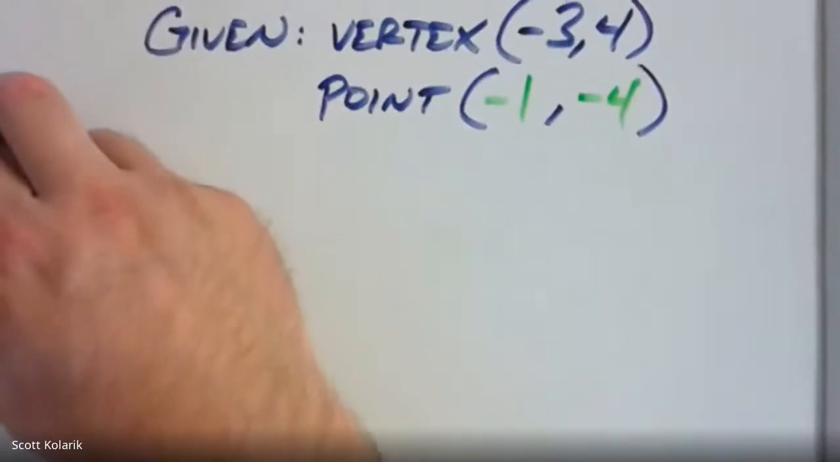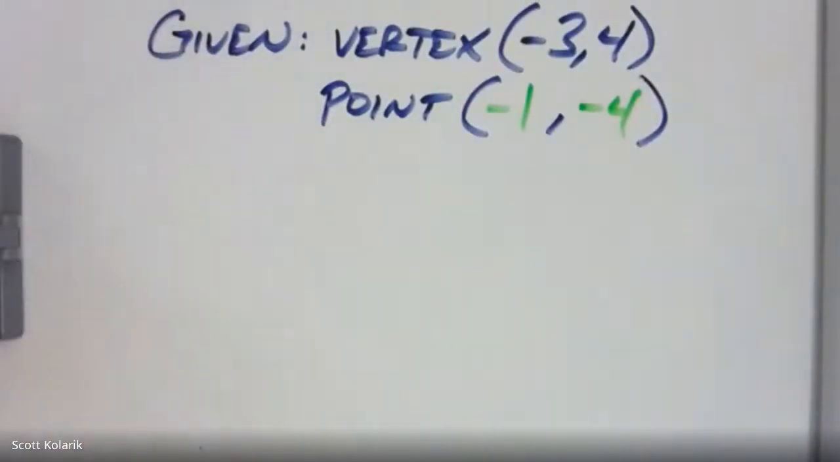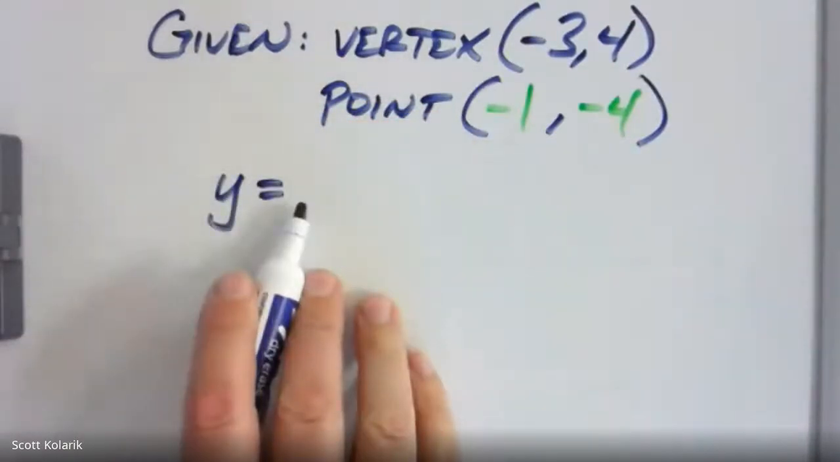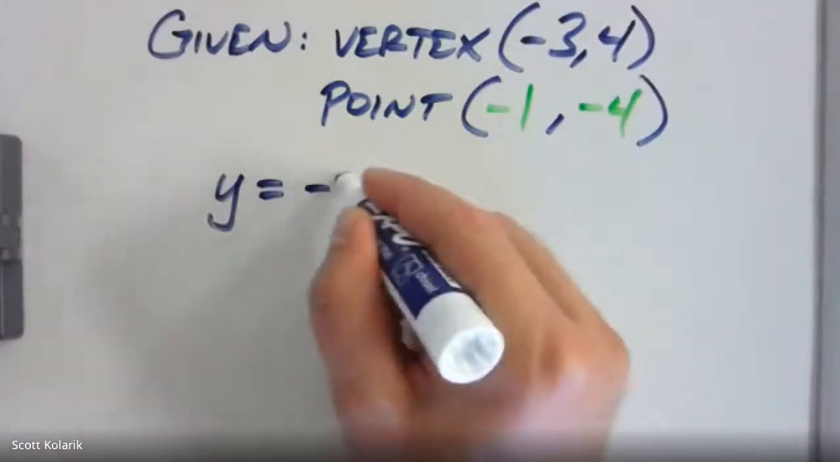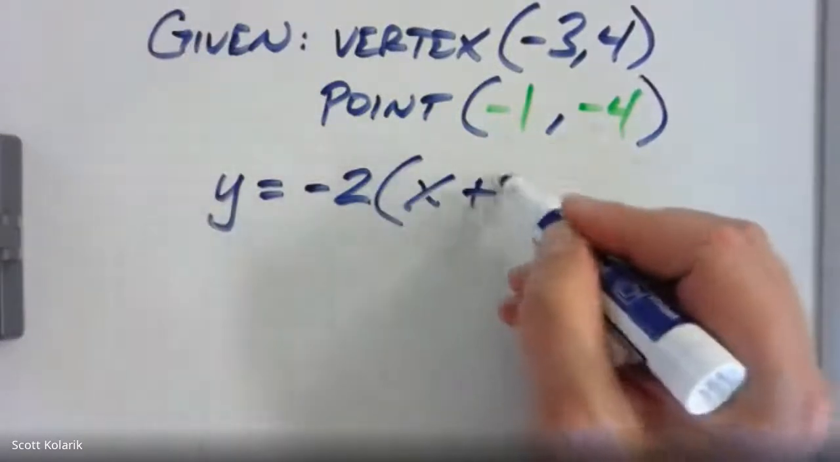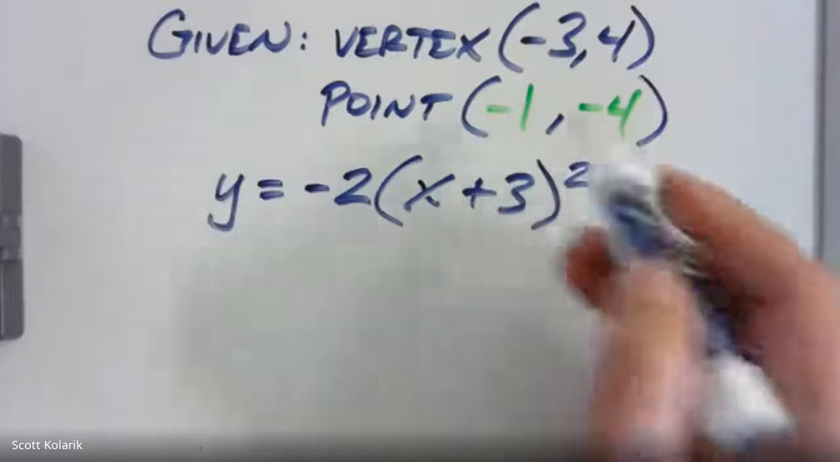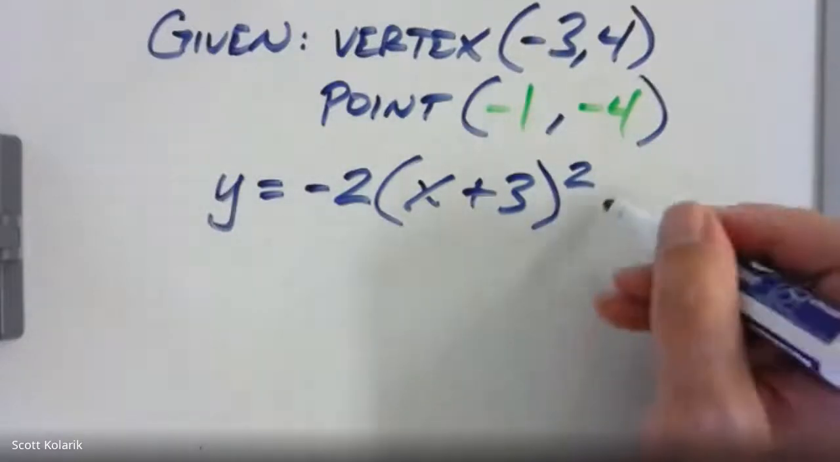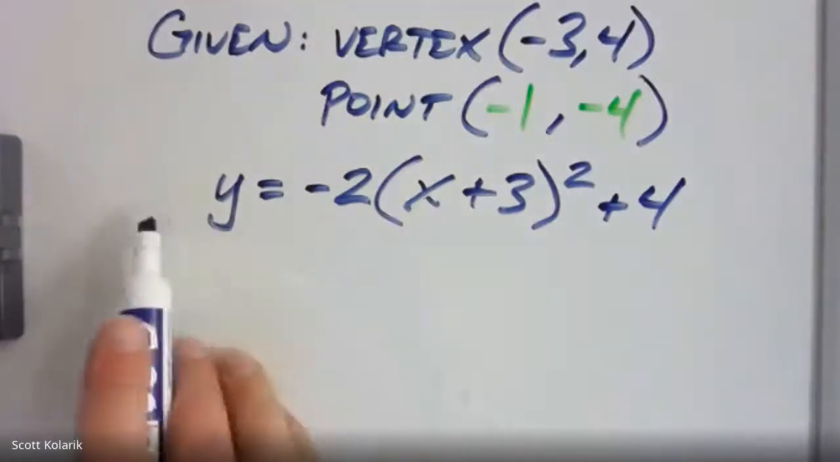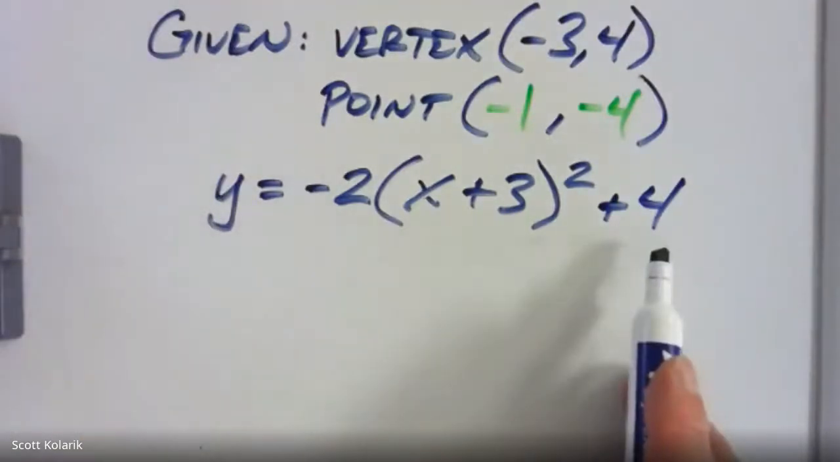All right, so again, I was given this information, and we've gotten to this point now. We now have y is equal to a, but now I know what a is. A is that -2 value that we just went through solving. And then we had the x plus 3. That plus 3 came from the opposite sign of that x value. And then the plus 4 came from the y value of that vertex. So now this is our vertex form. But keep in mind, we were asked to put this in standard form.